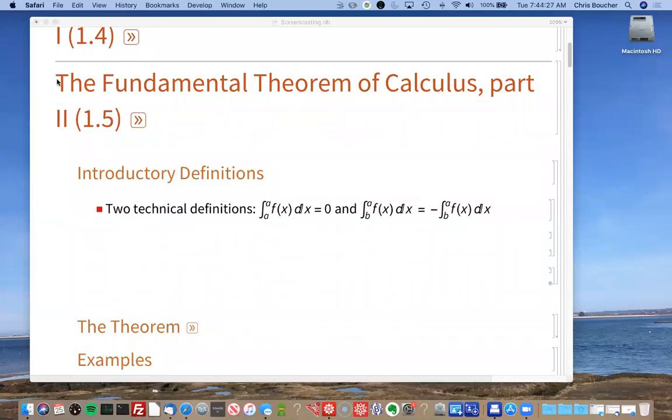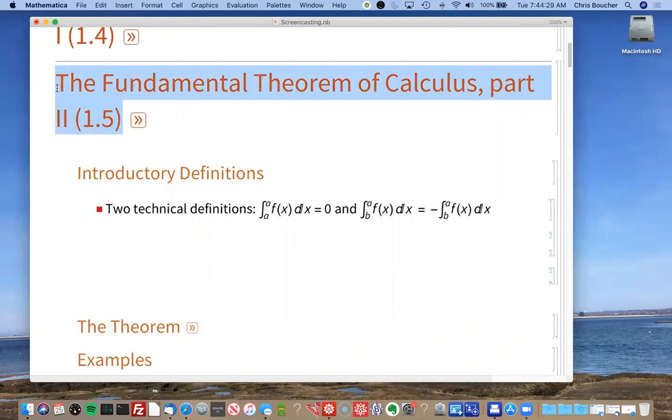This is a short video about the second part of the fundamental theorem of calculus. So a couple of technical definitions first, and we will use the first part of the fundamental theorem as we talk about this, by the way, so that will come up momentarily. But a few preliminaries that we have to get out of the way.